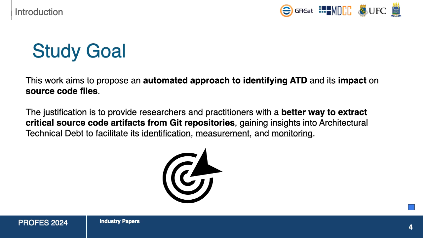What is the main goal of this paper? The main goal is to create an automated approach to identify ATD and its impact on source code files. The justification of this study is to create a better way to extract critical source code artifacts from Git repositories, because it can help support and gain insights about architectural technical debt to facilitate identification, measurement, and monitoring.